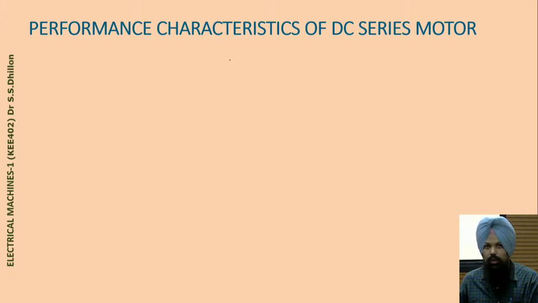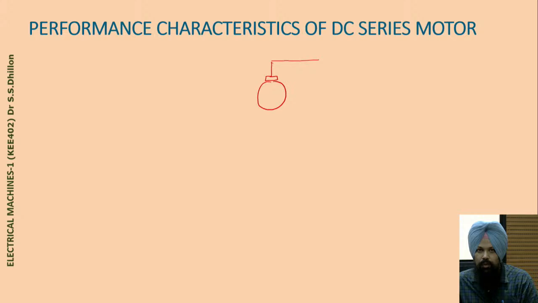Now come to the DC series motor. Before discussing the performance characteristics of the DC series motor, first of all I want to draw its circuit diagram. This is the generalized circuit diagram of a DC series motor. In this, you have a series resistance RS of the field winding, and the armature winding, whose resistance is RA, and this is the controlling factor, that is the back EMF.